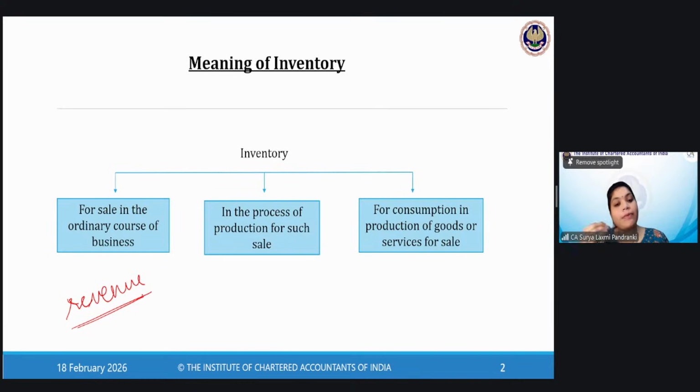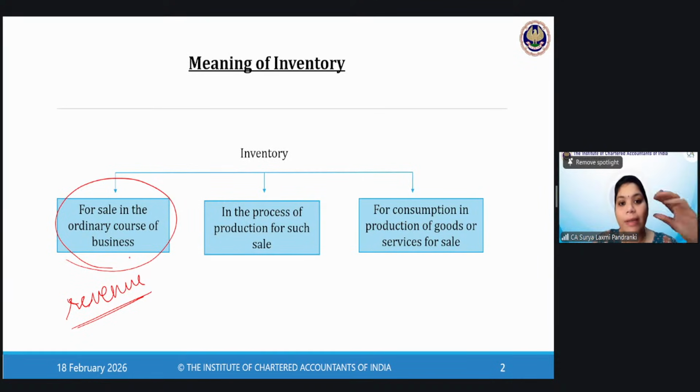If it is a business which is actually producing them and selling them, it is an inventory for them for sure. So the meaning of inventory says that it is held for sale in your ordinary course of business, which means in your regular business, if you're trying to sell them, then that is an inventory.